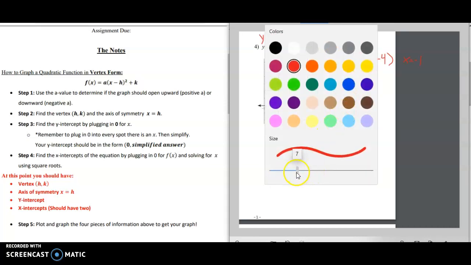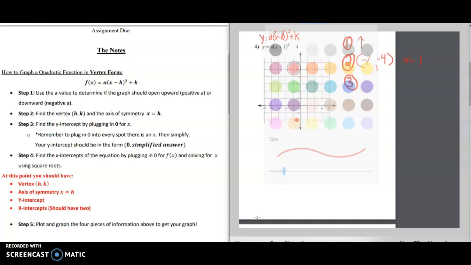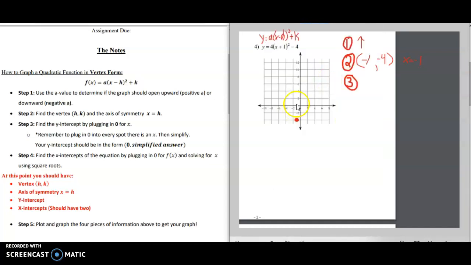My axis of symmetry tells me that everything is going to mirror this point. So I'm going to go ahead and change my color here for you guys. Draw a vertical, so a straight up and down line. That shows my axis of symmetry, that straight up and down line there. So step 1, step 2. Now let's see what we need to do for step 3.